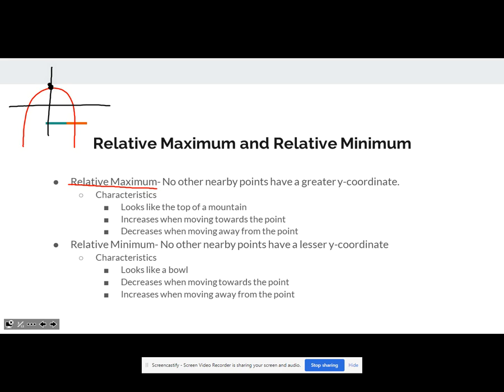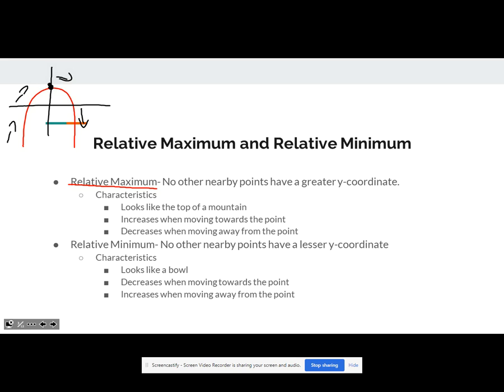And so some characteristics of that are it looks somewhat like a mountain. It's the top of a mountain. And you can think about it as if we're going along our function this way, it increases when we're moving towards the point, and it decreases as we're moving away from the point.